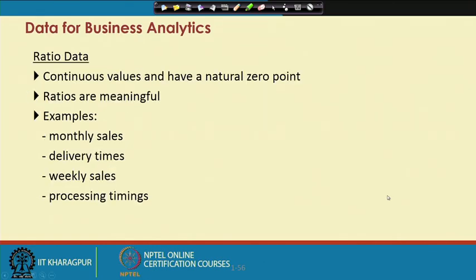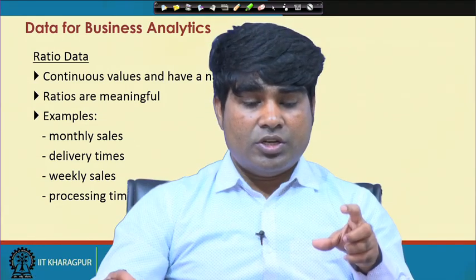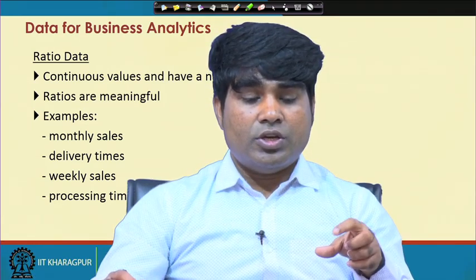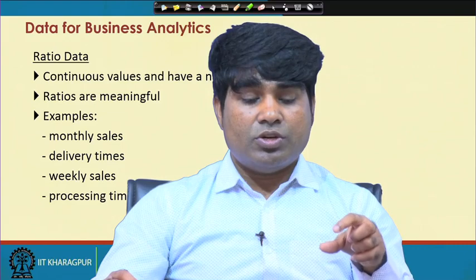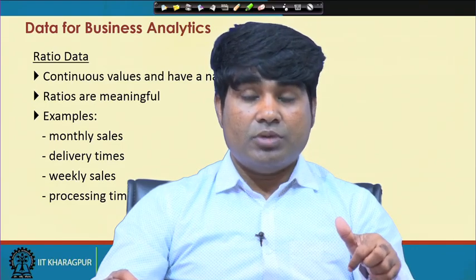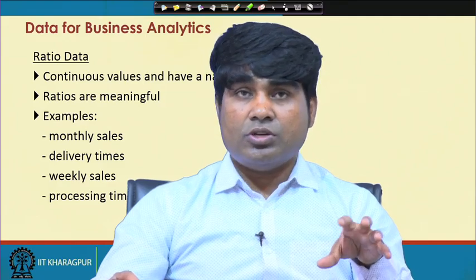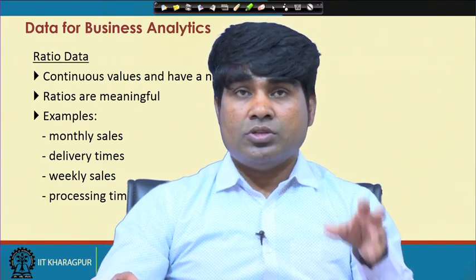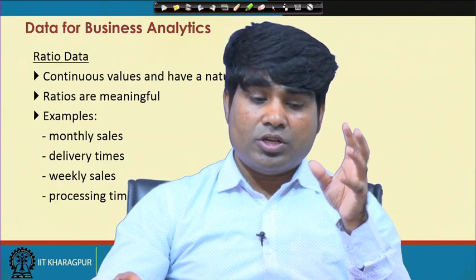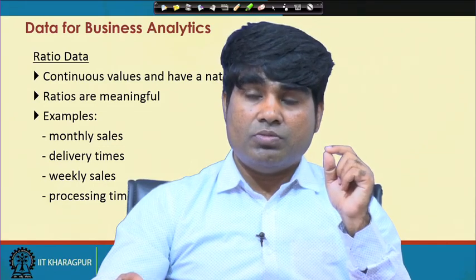And then finally, ratio data. This is a very rich data structure, with continuous values and a natural 0 point. Ratios are meaningful, and usually the examples are monthly sales, delivery times, weekly sales, processing times. These are all the classic examples of ratio type of data.